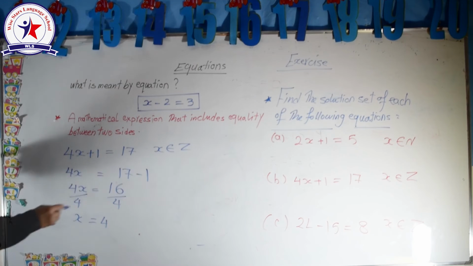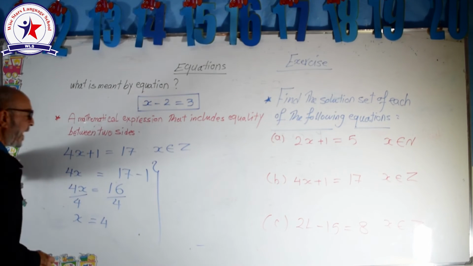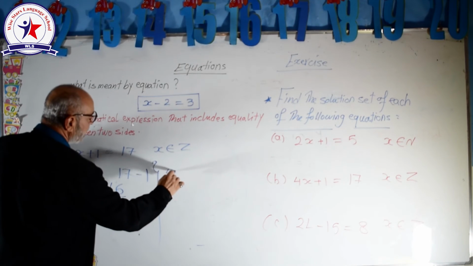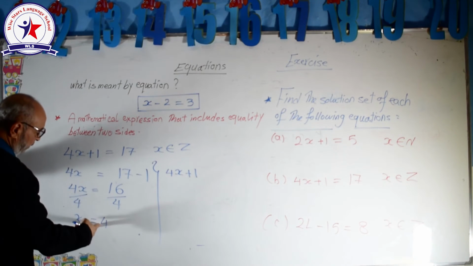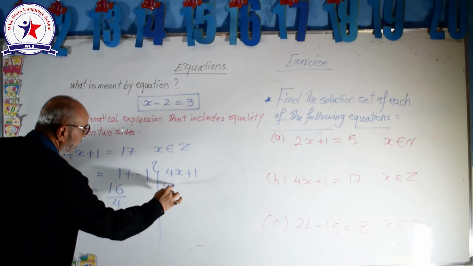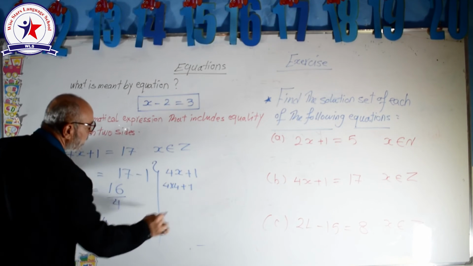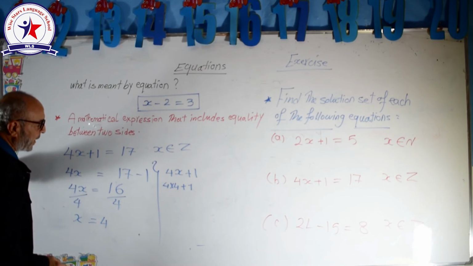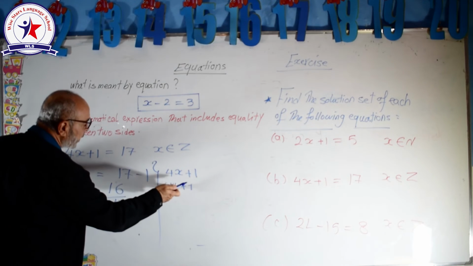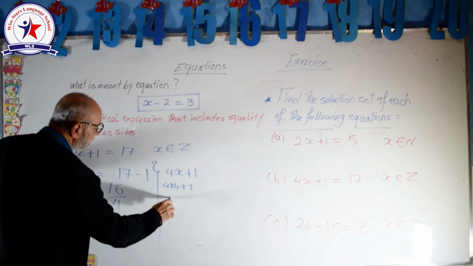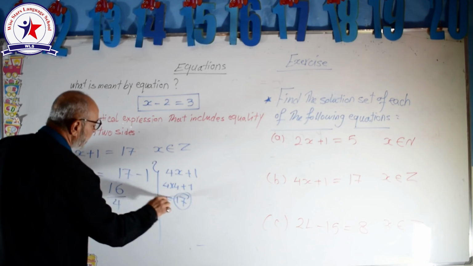It's correct. For verification of 4x plus 1, substitute x by 4: 4 times 4 plus 1. According to the order of operations, you have to start with multiplication. 4 times 4 is 16, add 1 is 17, and that's it.